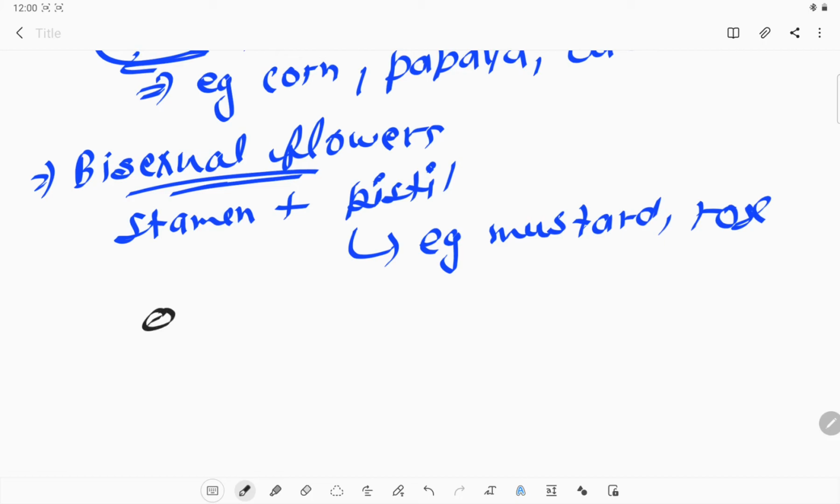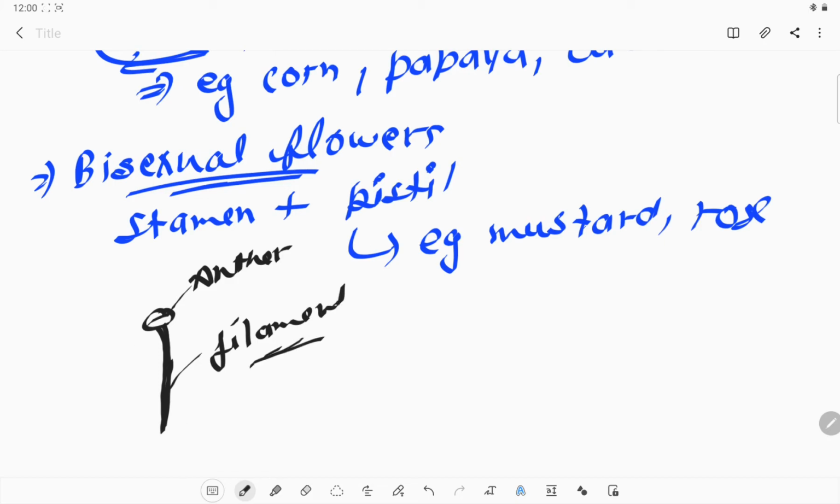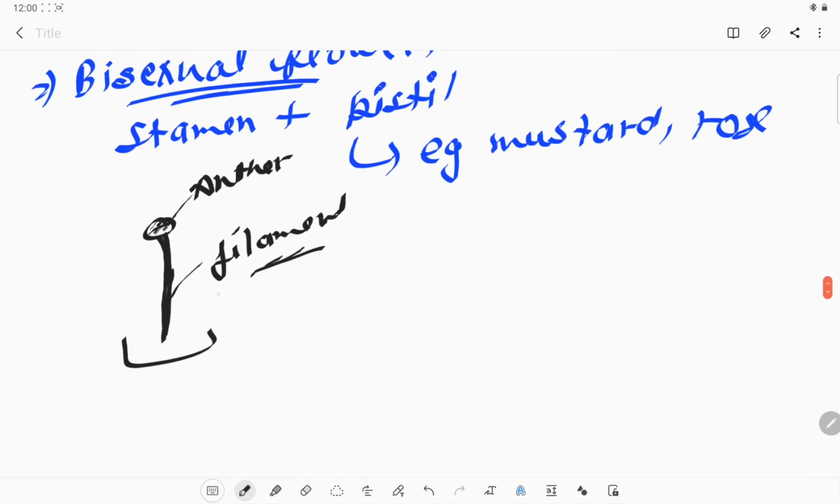If we talk about the anther, this is the anther portion, from where the pollen grain formation takes place, and this is the filament. This is the tube-like structure which connects the anther with the flower. So the anther is the portion where the pollen grain will form. If we combine both structures, they form the stamen, which is the male reproductive organ.